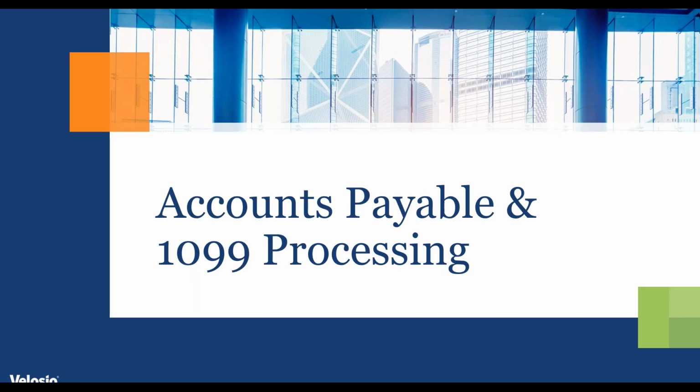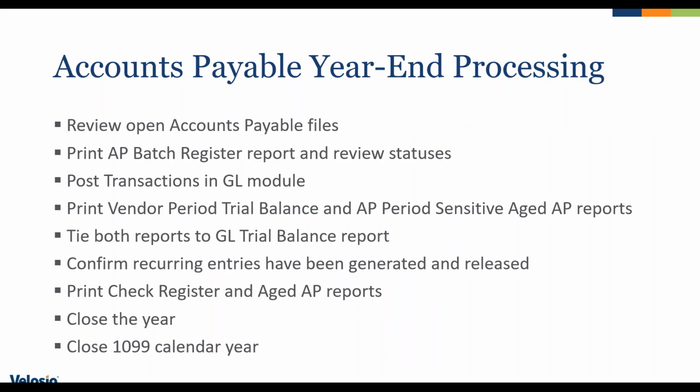Now we'll take a look at steps for year-end processing in accounts payable. You want to review your open AP files. You can print your AP batch register report and review the statuses of your batches there. You just want to look for any batches that might need to be processed yet. Also, you want to post your transactions in the GL post-transaction screen in the General Ledger module. You can print the vendor period trial balance and the period sensitive aged AP reports, and then tie these out to the balances on your GL trial balance report out of the General Ledger module.